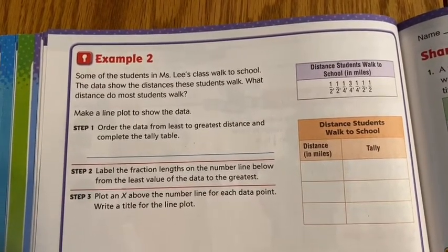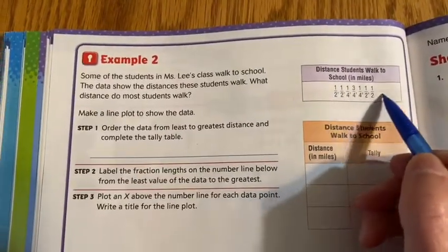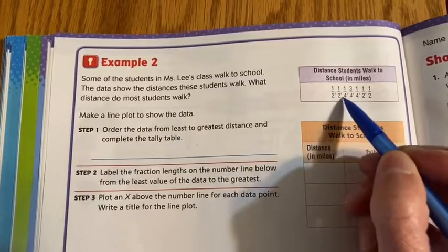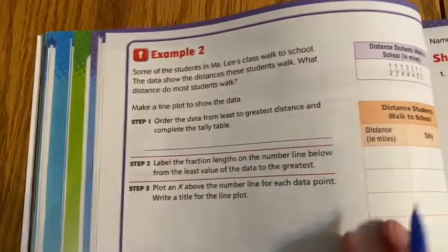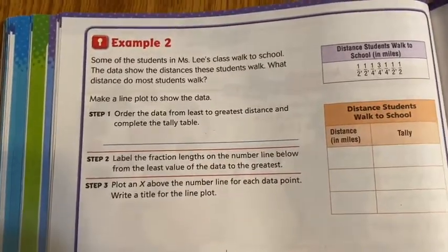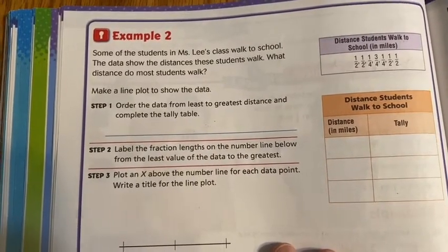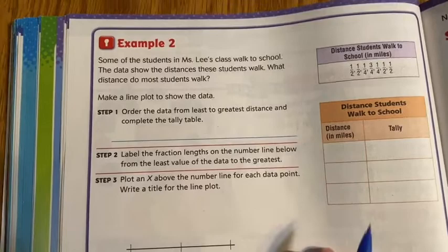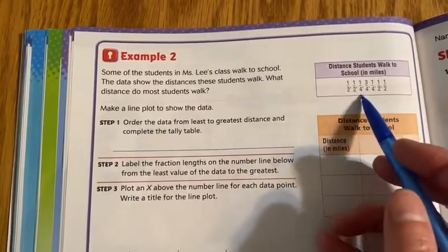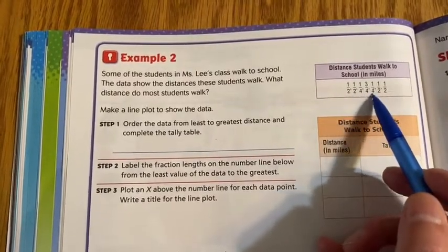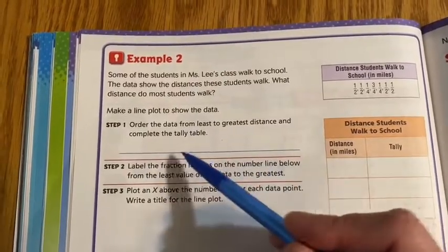So we're going to make a line plot to show the data. So here's our information. There's our fractions. Now they're not all in fourths this time, but we could figure that out as well if we needed to. So step 1, order the data from least to greatest distance and complete the tally table. So the smallest distance again is 1/4. And make sure you get all of them. There should be 1, 2, 3, 4, 5, 6, 7 different fractions on the line.